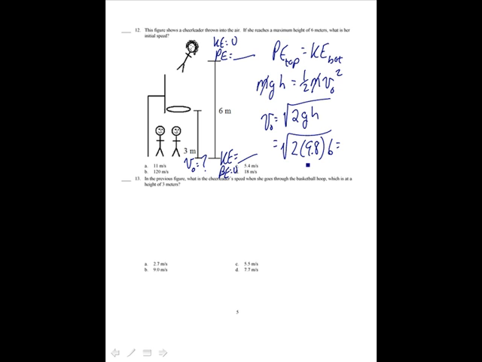That is 10.8 meters per second, which is 11. So that is A. 12 is A. Number 13, what is the speed when she goes through the hoop, which is at a height of 3 meters?